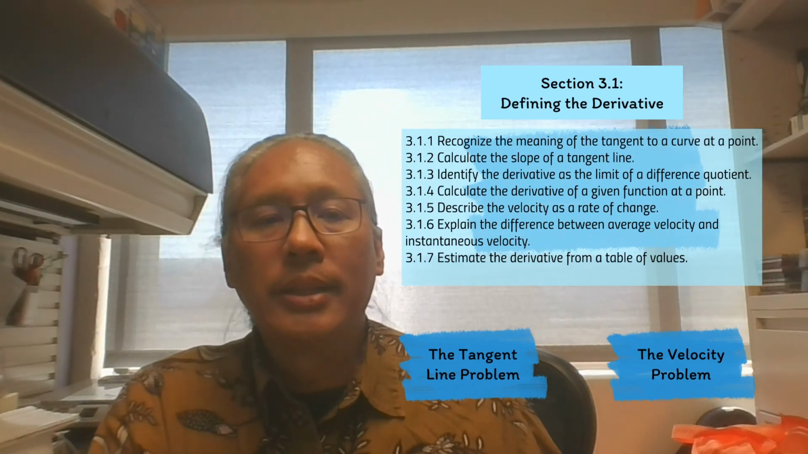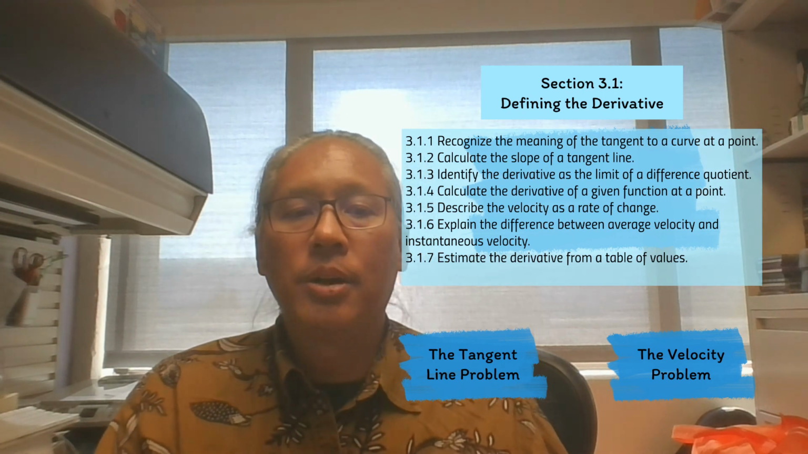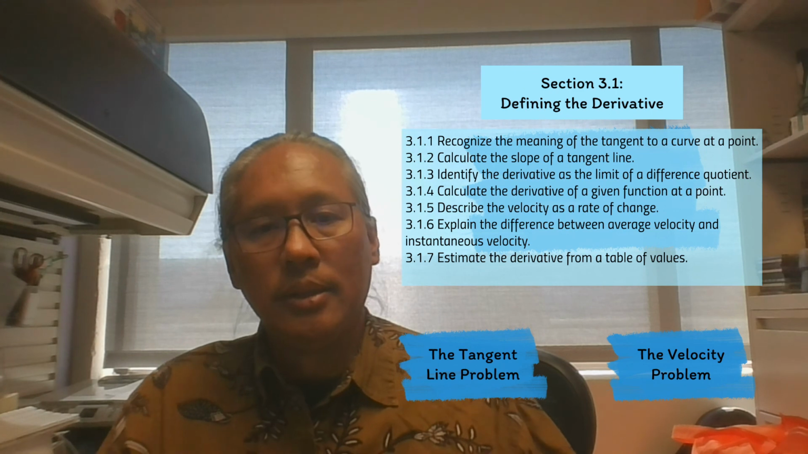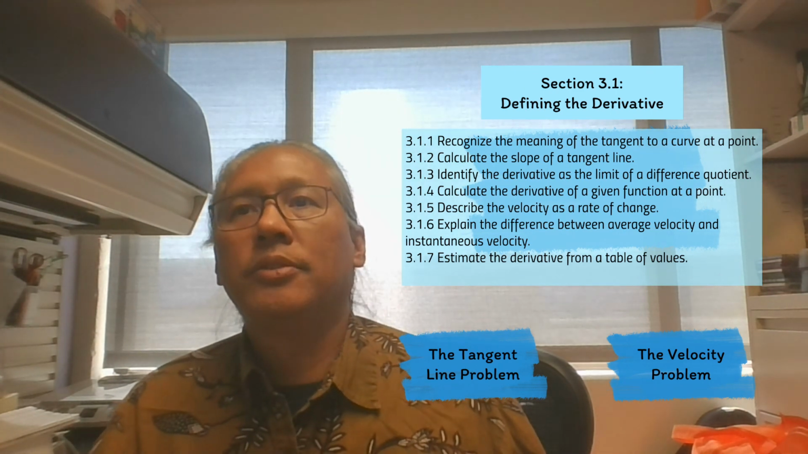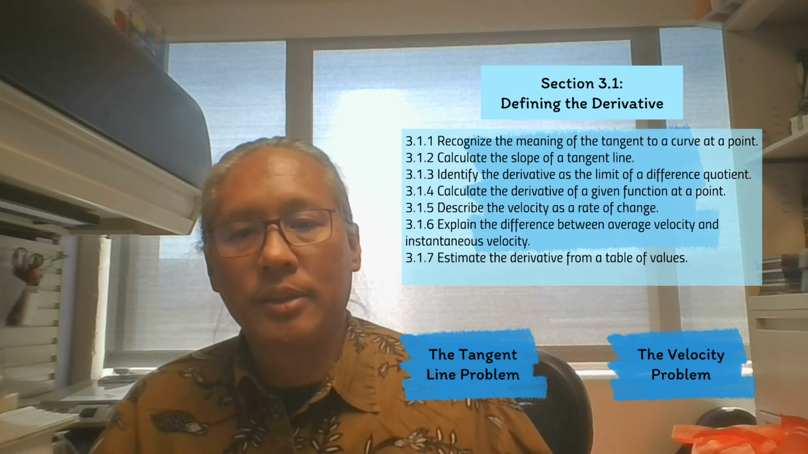Okay, so that is our basic rundown of section 3.1. We're doing the tangent line problem, we're doing the velocity problem, and then we're inching our way to using the definition of the derivative to help us find derivatives, and then derivatives in general. And this is our first step.